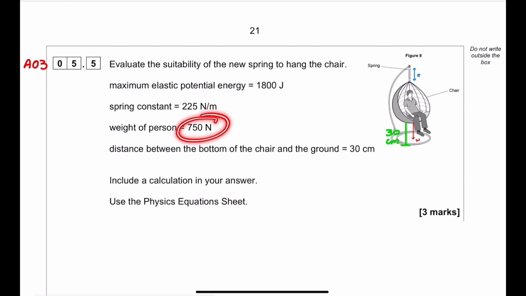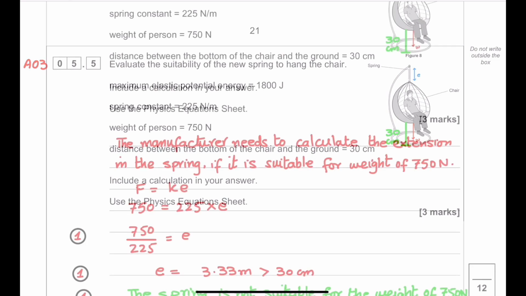The weight of the person is 750 newtons and the distance between the bottom of the chair and the ground is 30 centimeters. We need to evaluate if the new spring which is used is suitable for this chair or not. The manufacturer needs to calculate the extension in the spring and compare it with this value, and if it is less than 30 centimeters, then the new spring is suitable for making the chair. Let's see the model answer.